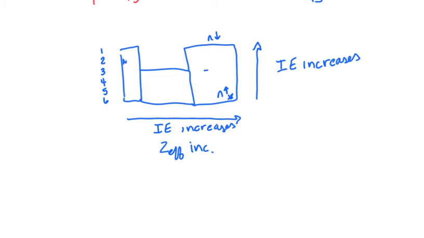We have our sodium over here, and then we have chlorine over here. Now, sodium is going to have a pretty low ionization energy compared to chlorine, which is in the same period.